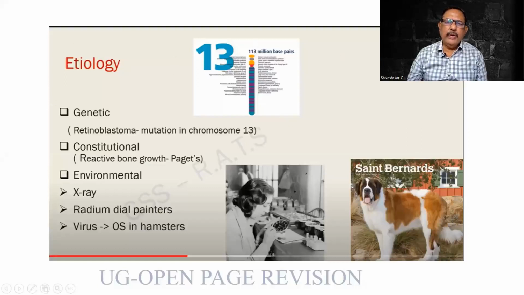I would like you people to kindly go to my class. Genetic, constitutional, radiation, environmental, radium dial painters. I would explain all this in my class. This lady paints the watch and then she touches the bristles with her saliva so as to make it pointed. Because of this, she develops an osteogenic sarcoma. Whenever there is an increased growth, you find, as in Saint Bernard, that's a dog, that can be an osteogenic sarcoma.